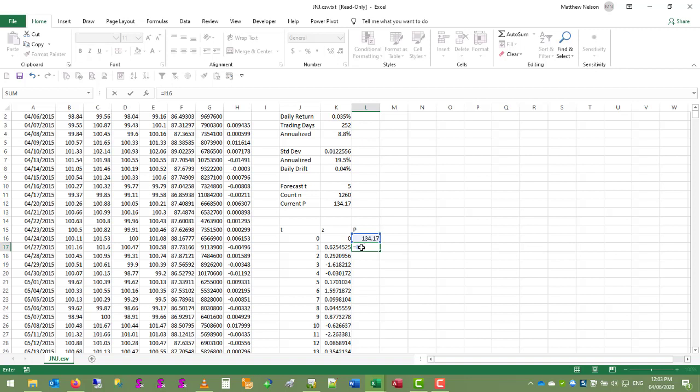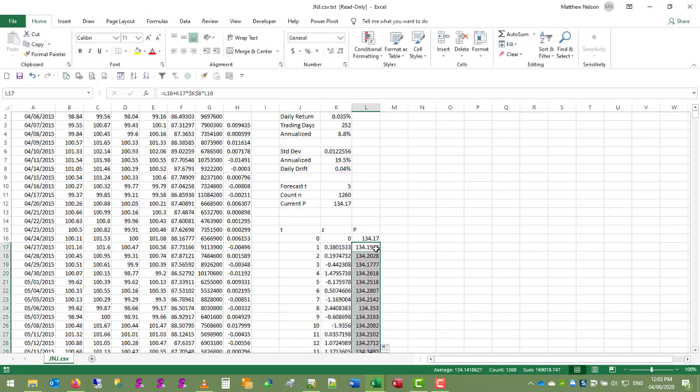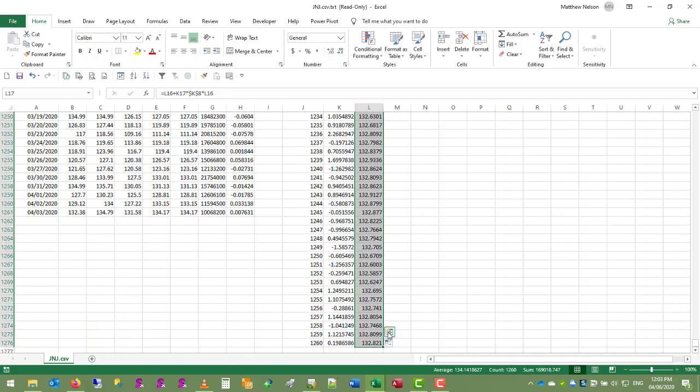So we take the stock price the day before plus the number of standard deviations of the drift rate times the daily drift rate, and press F4 to lock that down. And then again, recursively, we're applying that percentage or that amount of drift from the previous stock price. And this gives us a random walk projected into the future. So what does it look like?